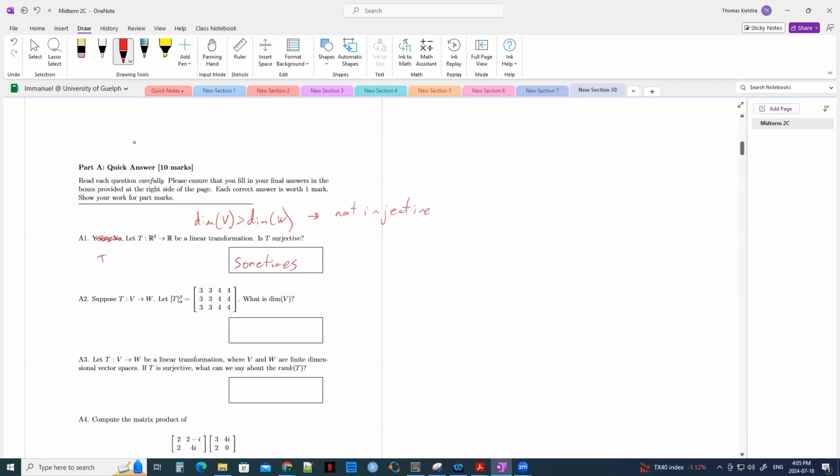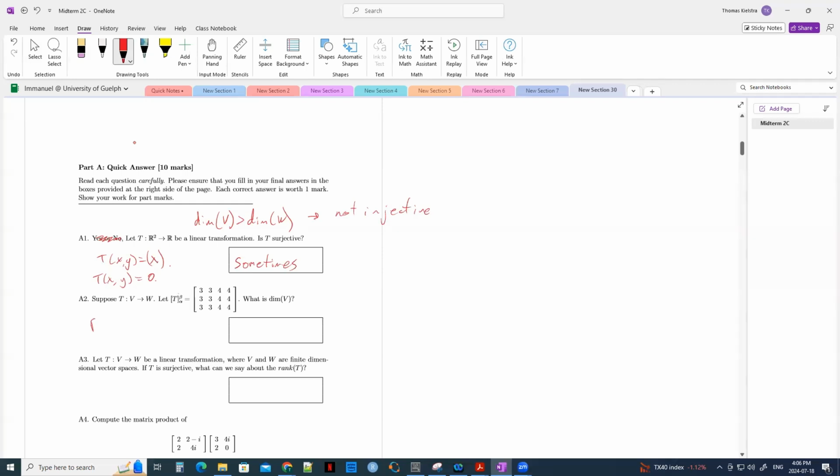Sometimes surjective. We can have T of xy equaling x. That is surjective. And we can have T of xy equaling 0. And that is not surjective. So sometimes we're surjective. Now we have, for A2, we're looking at alpha, T, alpha, beta.